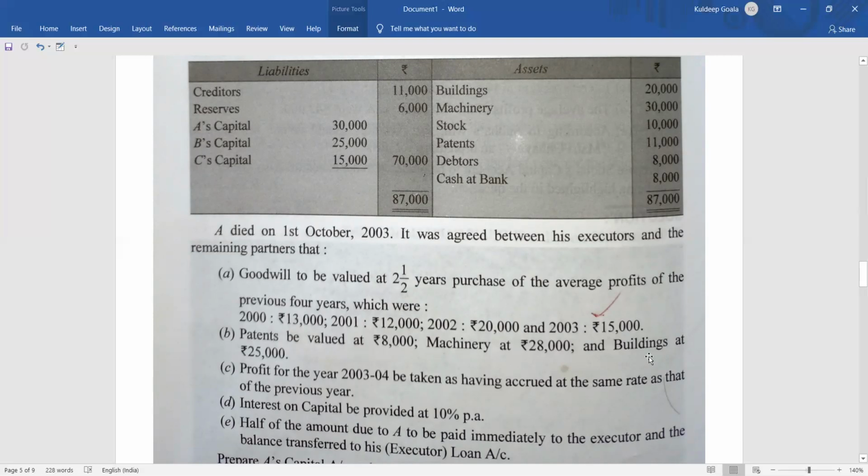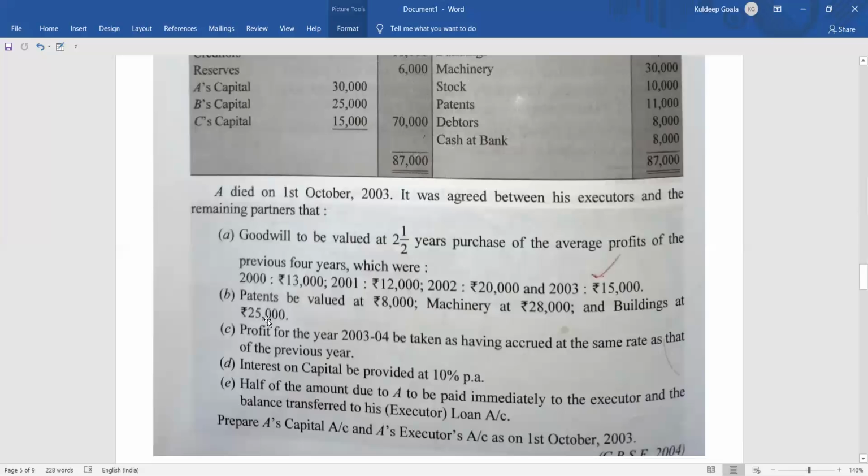Journal entry. Building account debit 5,000 because earlier it was 20,000, now it is 25,000. So 5,000 increase will come like this. Revaluation account will be credited 5,000 and building will be debited 5,000. So journal entry follows like this: building account debit 5,000 to revaluation account 5,000. Clear? So we will later solve it in the revaluation account.